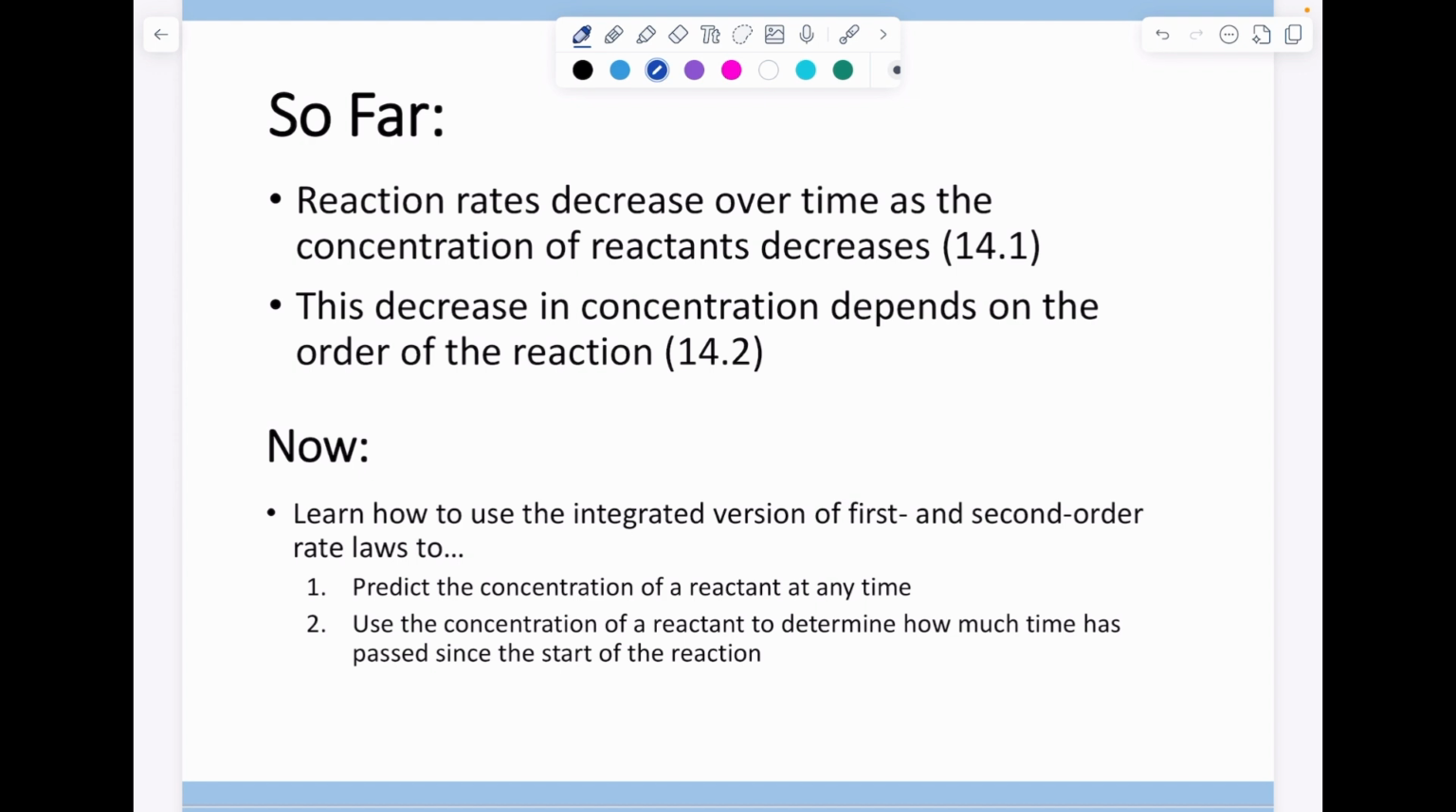So now we're going to learn how to use the integrated version of first and second order rate laws to predict the concentration of a reactant at any time, or to use the concentration to determine how much time has passed. So it integrates both concentration and time into one equation.